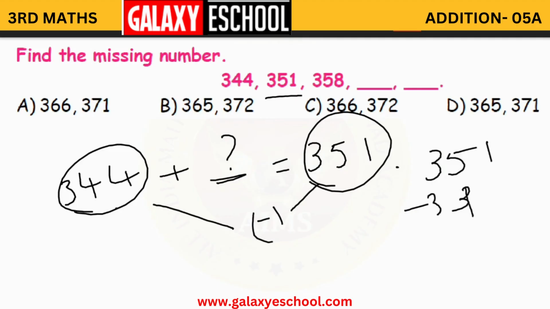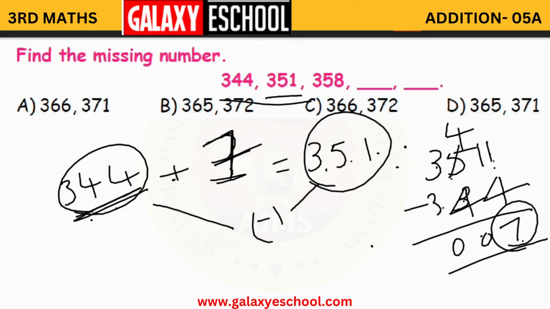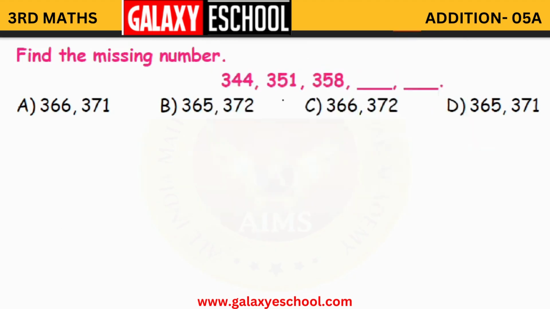351 minus 344. Now again, 1 we need to borrow from 5. So 11 minus 4 becomes 7. 4 minus 4, 0. 3 minus 3 also 0. So what answer did we get? 7. 344 plus 7 is equal to 351. What did we understand from this, children? When 7 was added to 344, we get 351.